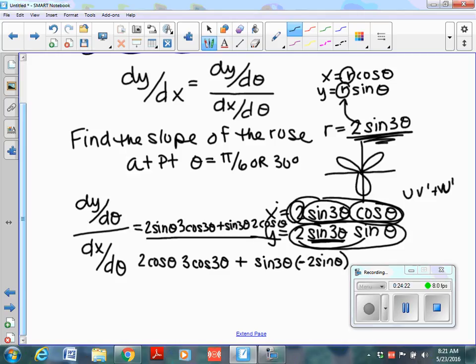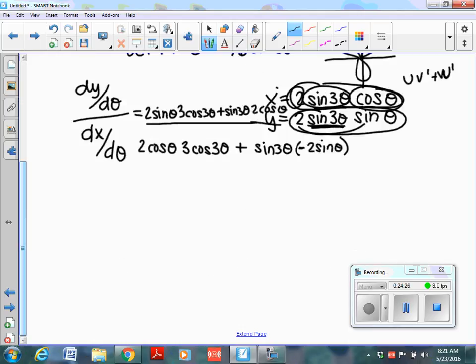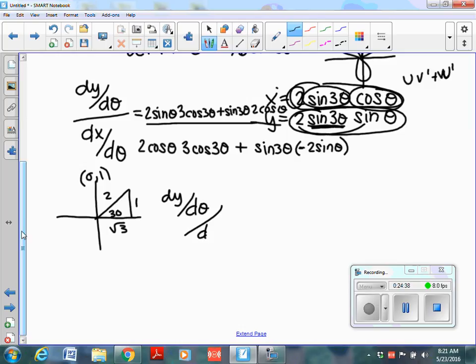Okay, so then all I have to do is put my pi over 6 in there. So I need to make a picture of pi over 6, which is 30, with sides 1, 2, square root of 3, and 0, 1, which is 90, and I'll tell you why I did that in a second. Again, this section is very time consuming. I have to teach you the polar part first, and now I'm finally teaching you the calculus part.